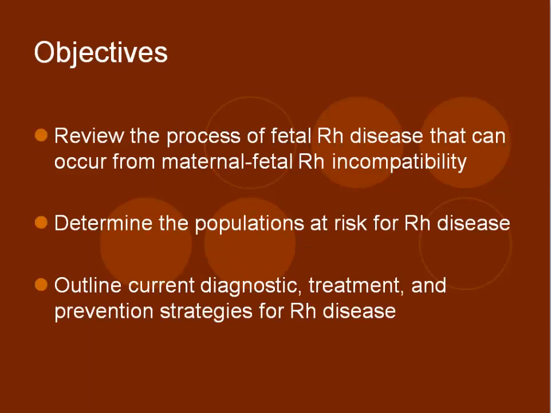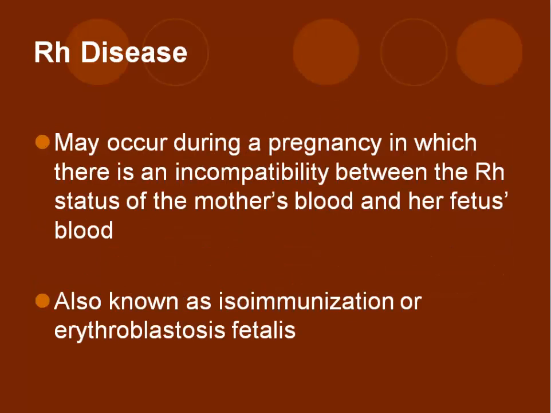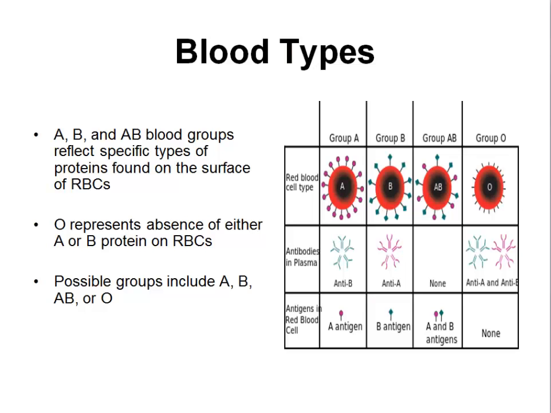The objectives for this presentation are listed here. Rh disease is a life-threatening condition that can occur when there is an incompatibility between the Rh status of the mother's blood and her fetus's blood. Other names for this condition are isoimmunization and erythroblastosis fetalis.